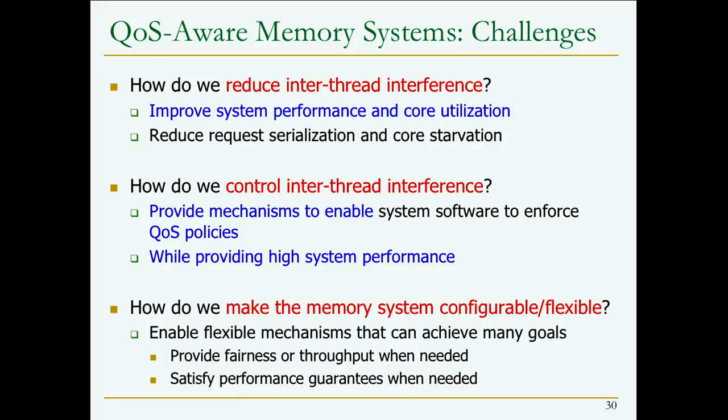And the third issue is you want to make the memory system configurable and flexible, because if you would like to control inter-thread interference, there's not always a single goal, right? Applications may have different goals. Different virtual machines may have different goals, different requirements, basically. Sometimes you don't really care about fairness or throughput. Or sometimes you don't really care about fairness. Throughput is all you want. Sometimes you really care about the performance of a single application, and you really don't care about the performance of the overall system, right? And sometimes it's in between. So you really want a configurable system that can understand these requirements.